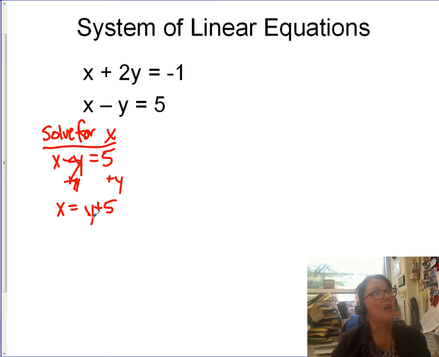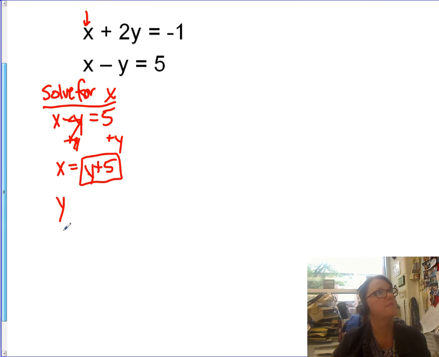Okay, now I've got this equation solved for x. I can go back into this top equation and substitute this expression, because x equals all of this, y plus 5, and substitute it right there. Let's go. Plug y plus 5 where this x was. Now I'm going to say plus 2y equals negative 1. Now what I've done, because of the substitution, is gotten a new equation with only one variable. Combine like terms, because on the same side of the equation I can simplify this a little bit and clean it up. And I get 3y plus 5 equals negative 1.